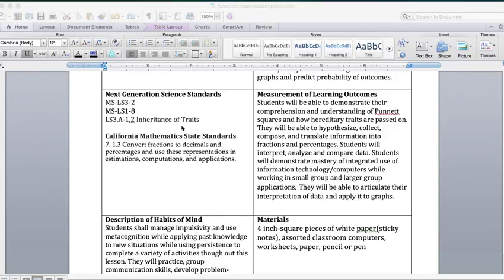You can see that this meets the Next Generation standards listed here and the California Mathematics State Standards here. And for the measurement of the learning outcomes, students will be able to demonstrate their comprehension and understanding of their Punnett squares and how hereditary traits are passed on. And this is key. This is exactly it in a nutshell.